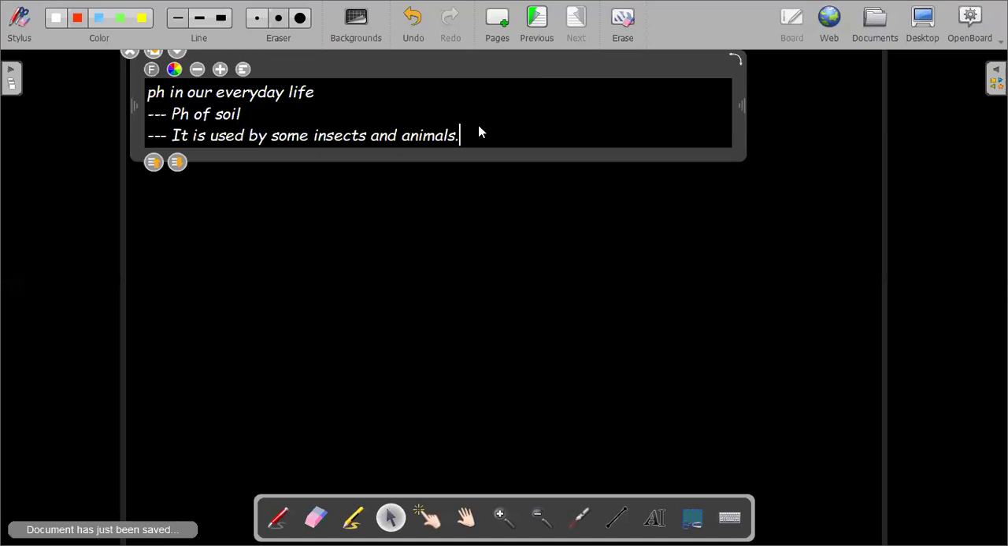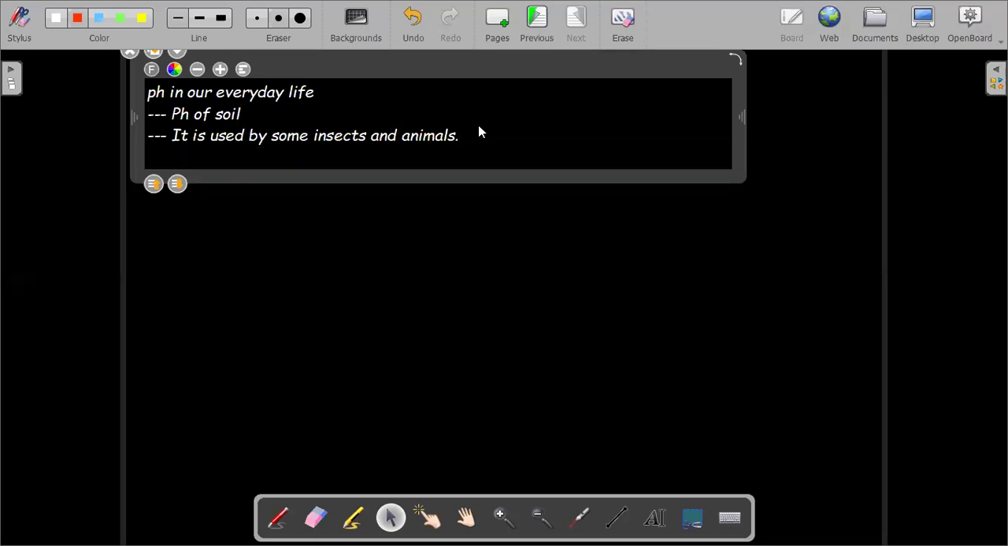Scorpion also has a sting. Its sting also has some acid in it. So understood why acids are so powerful? Yes, sir. Okay. It is used by some of the insects and animals to destroy other animals. That is their use.